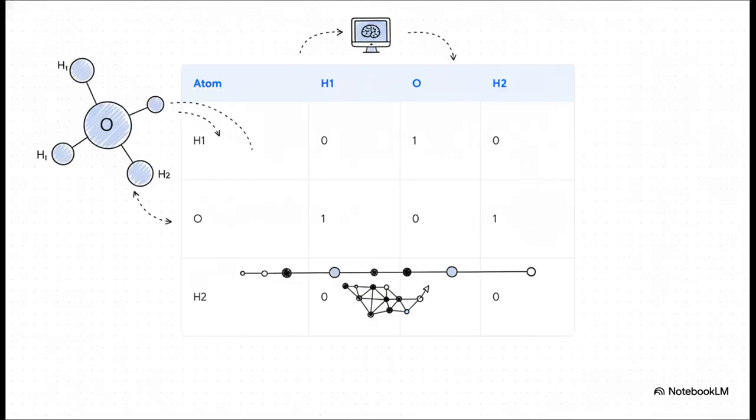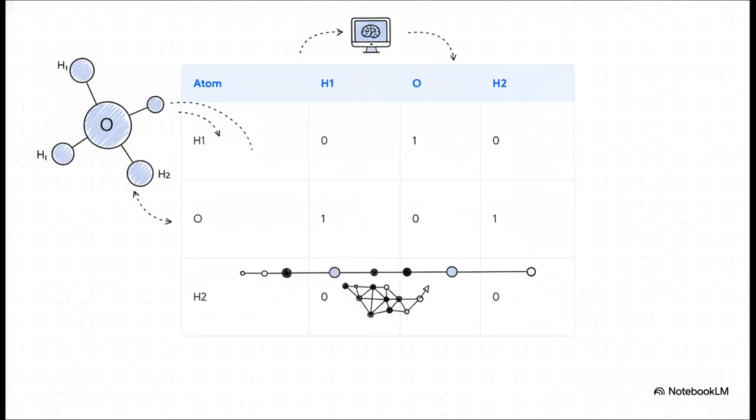So how on earth do we get a computer to actually read these visual graphs? We use what's called an adjacency matrix. It's basically just a simple grid showing every single atom. If there is a direct bond between two atoms, boom, we put a 1. If there's no direct bond, we put a 0.